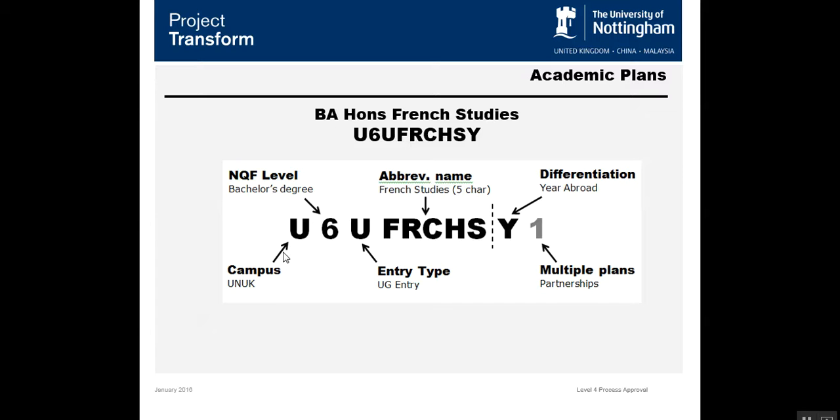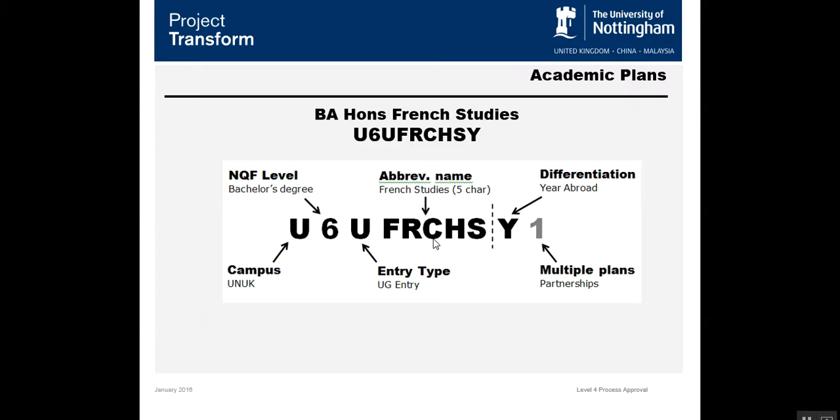The first character determines the campus, so U for UK, C for China, M for Malaysia. The second character is the NQF level, so 6 for a bachelor's degree, 7 for a master's, and 8 for a PhD. The third one is the entry type, so U for UG generally, and P for postgraduate. Then we've got 5 characters where we can give an indication of the subject, the title of that plan, which if you've got a short title, could be meaningful. So you may get an idea from this.